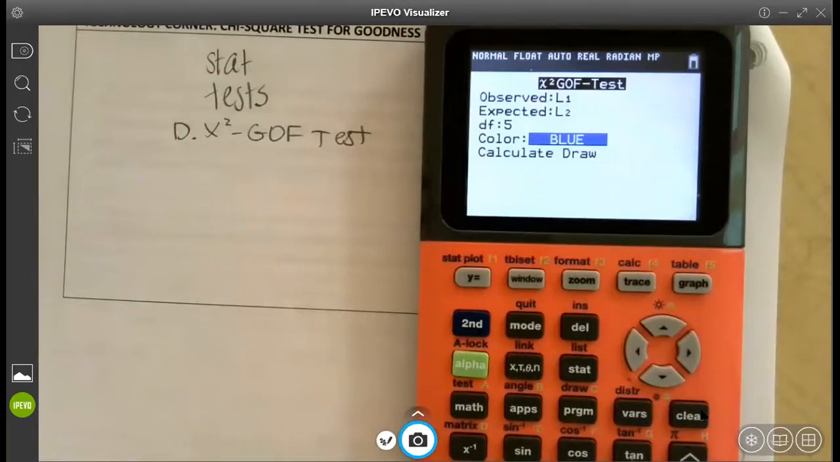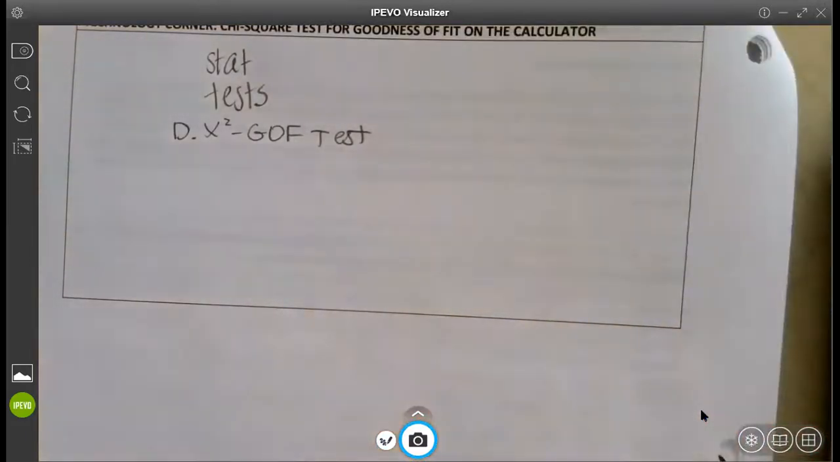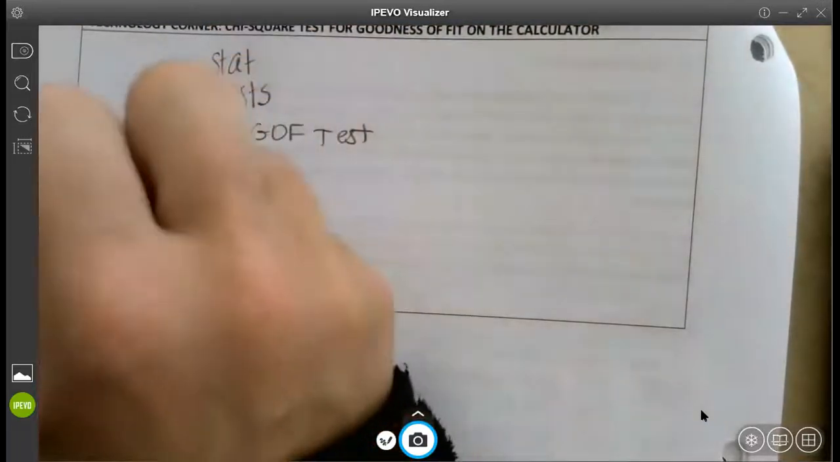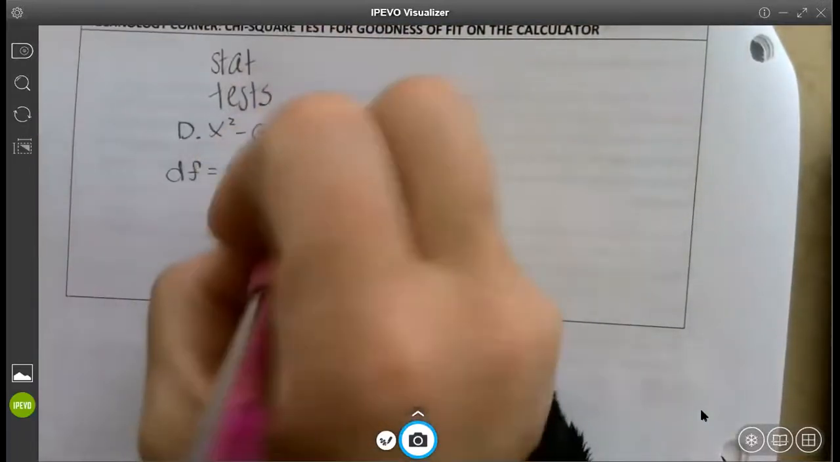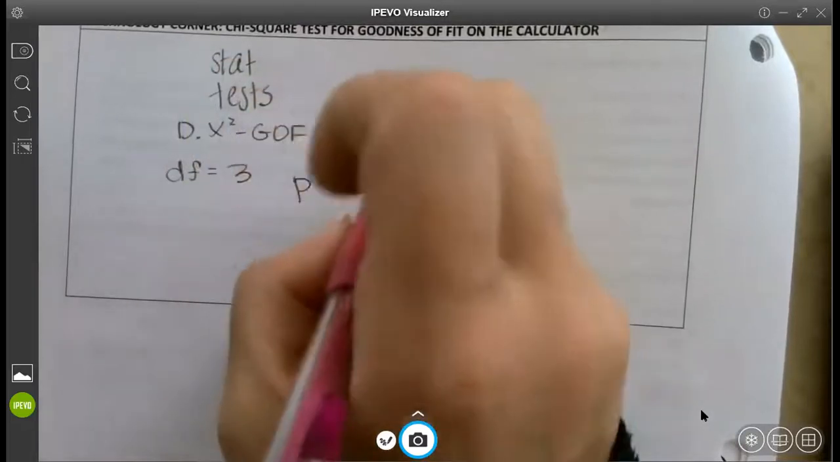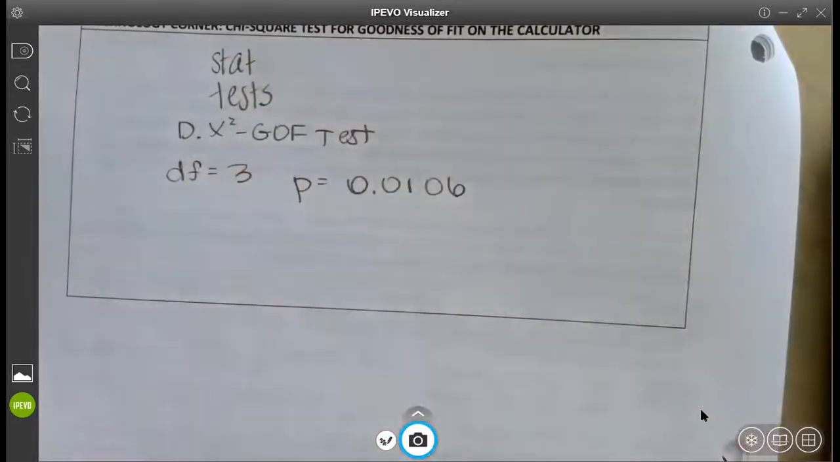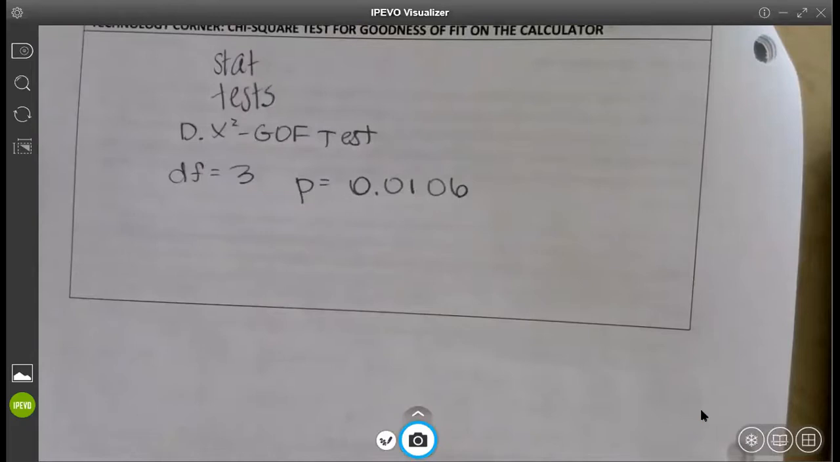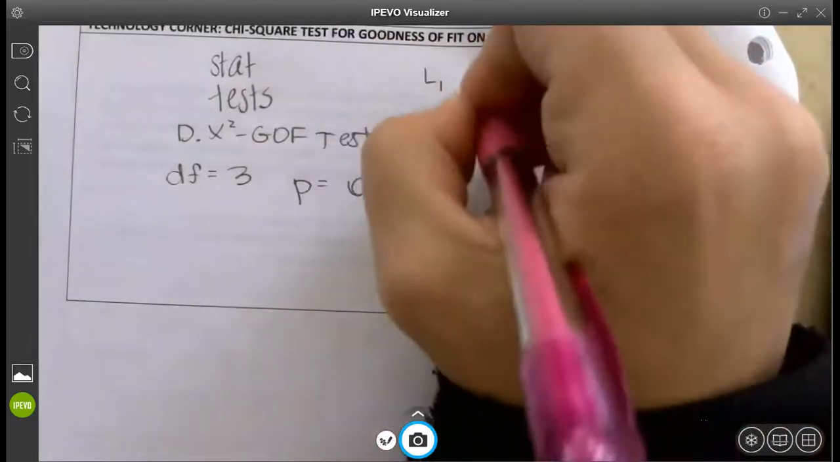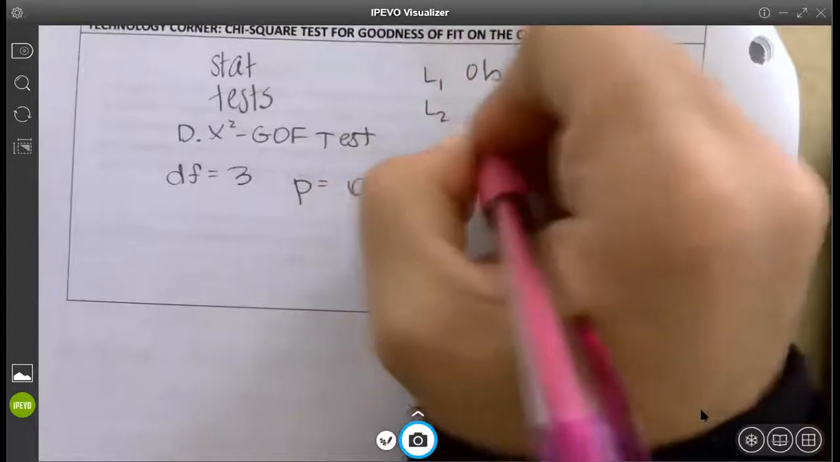Degrees of freedom in this case would be, what do we have for this last one? 3. And then calculate. You can also draw, it's whatever you want to do. So when you get this, it'll give you an output. Degrees of freedom are 3. And your p-value for this one in the calculator actually gives you a more accurate 0.0106, but if we round that, it's still 0.011. Okay, so that's it if you want to do it in the calculator. But again, you have to put it in L1 and L2. L1 is observed. L2 is expected.